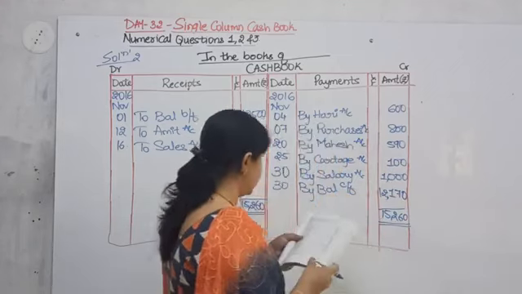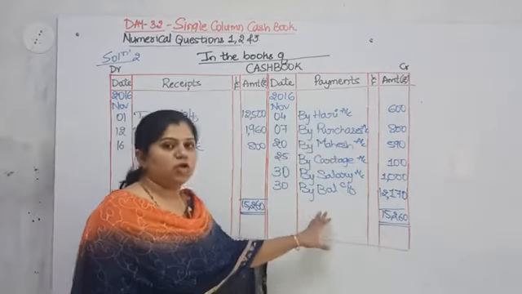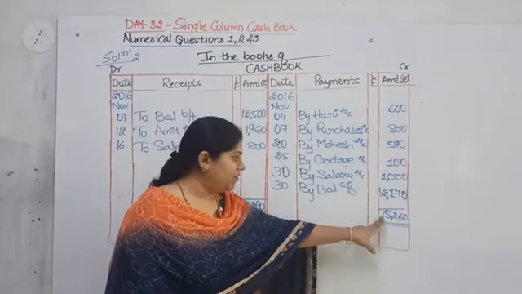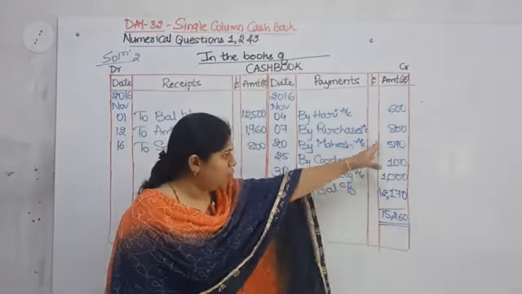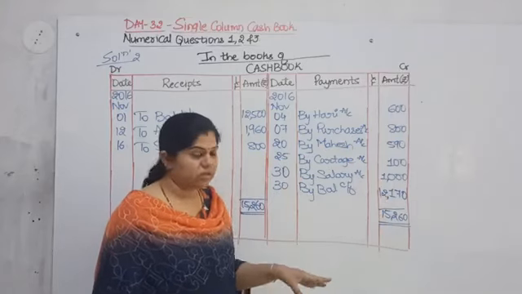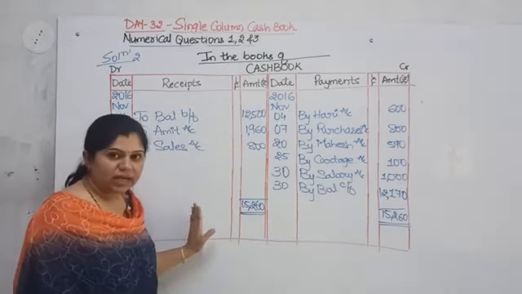So the balance is 12,107. Okay. So in this way you have removed your balance. How you have to do? See, 15,260. From that you have to reduce all the payments. Whatever remains, that is your closing balance. This closing balance will become the opening balance for the next month.